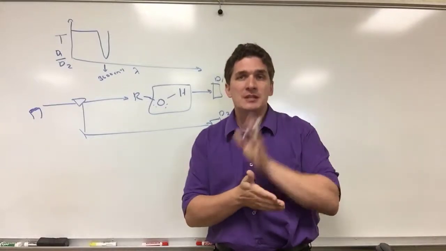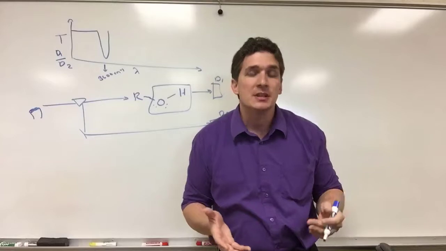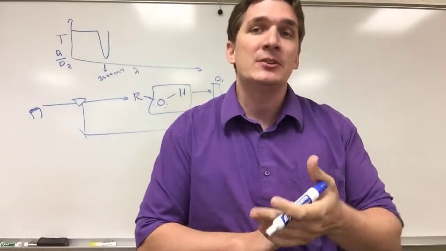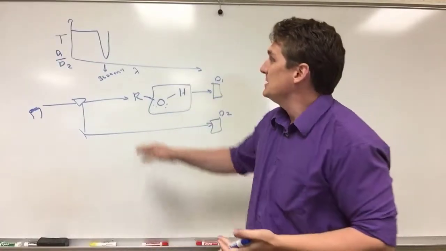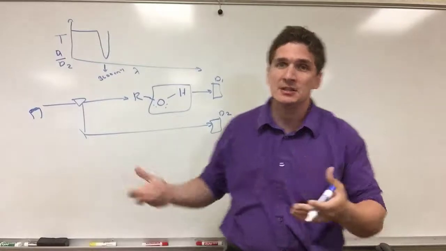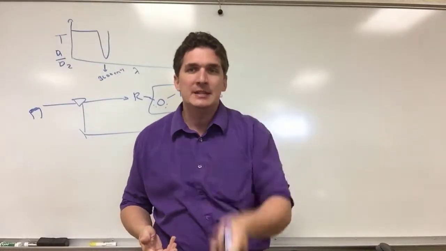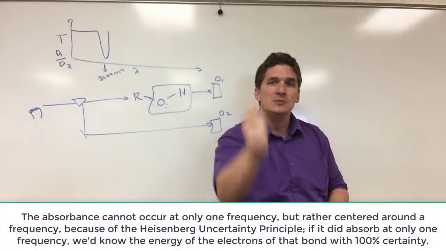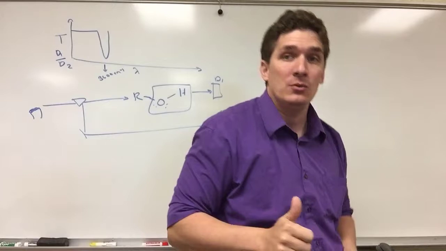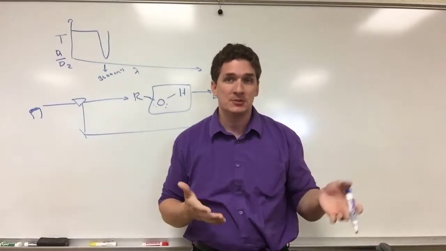Now, this absorption is not exactly at 3600, and there are a lot of reasons for this. There is a theoretical limit on how tightly we can measure that absorbance, and that goes back to Heisenberg uncertainty. This wavelength does correspond to an energy, and these electrons are absorbing this energy in the vibrations. If we had an infinite spike, a Dirac delta function that said it only absorbed at this frequency, we would know the energy of the electron with 100% precision. We can't know that. So the best we can do is what's called a Lorentzian shaped absorption curve.